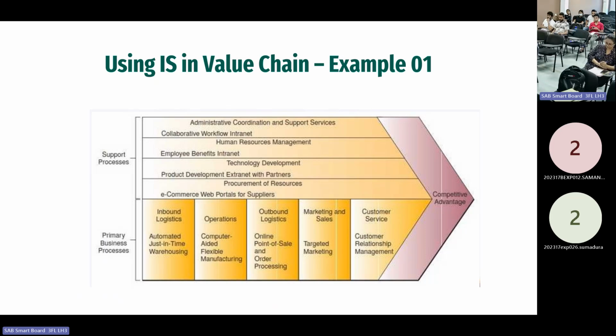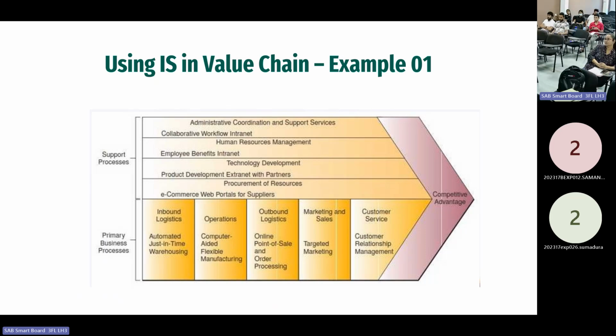So that we will be able to analyze. And the customer service, yes, we are talking about the CRM system, customer relationship management system, related with the supporting processes, to administration coordination. So yes, we can go with the collaborative workflow intranet, maybe an intranet system to assign the works to deal with the administration staff inside.